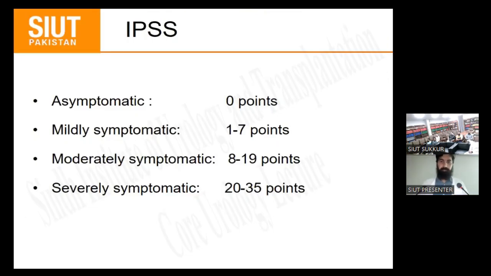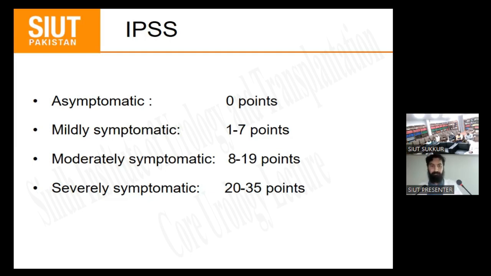IPSS, when there is 0 point, the patient is asymptomatic. Mildly symptomatic, the points is 1 to 7. Moderately symptomatic, the points is 8 to 19. Severely symptomatic, the points between 20 to 35.